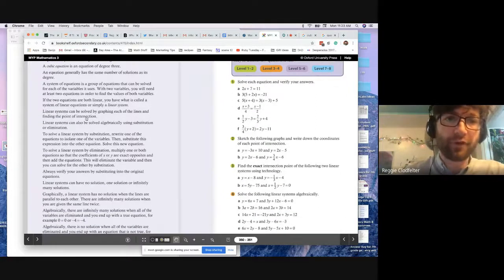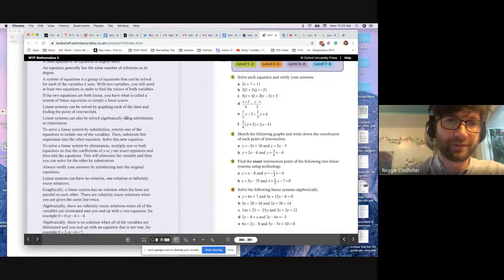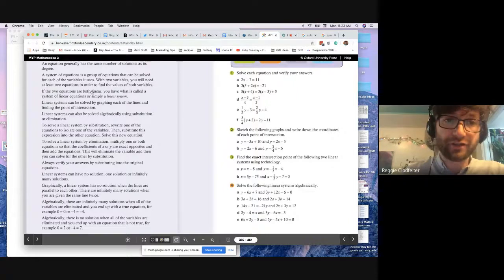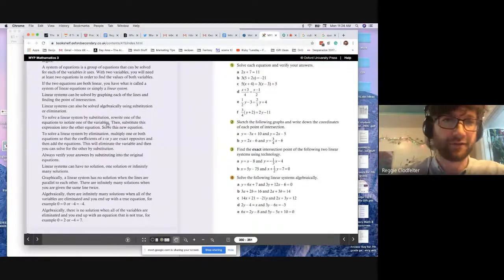A system of equations is a group of equations that can be solved for each of the variables it uses. With 2 variables, you will need at least 2 equations in order to find the values of both variables. If the 2 equations are both linear, you have what is called a system of linear equations, or simply a linear system. This is going to be what we focus on most this unit.